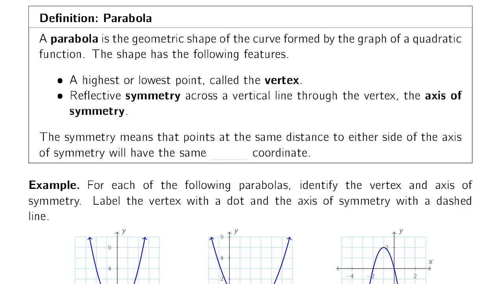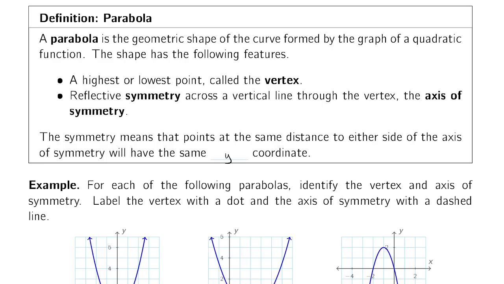It also has a number of features that we can describe. It has a highest or lowest point, and we call that point the vertex. And then the graph is reflectively symmetric across a vertical line through the vertex. That vertical line is called the axis of symmetry. When we say that the graph is reflectively symmetric, that means that if I have points at the same distance on either side of the axis of symmetry, they'll have the same y-coordinate.